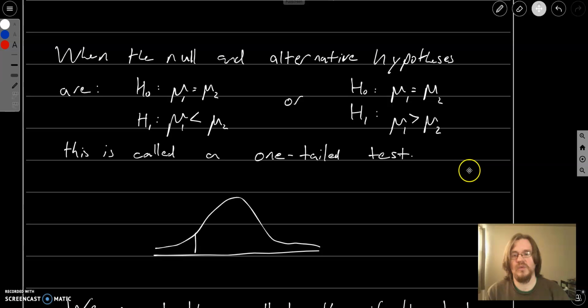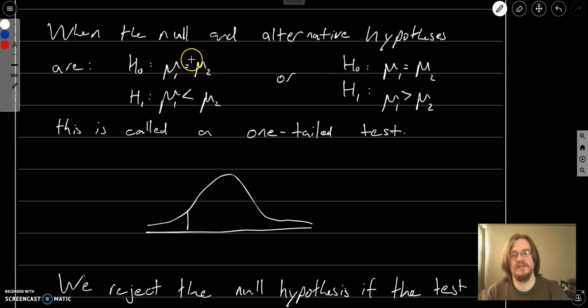So when the null and alternative hypotheses look like this for comparing, let's say, either means or proportions, what we'll see here is that our alternative hypothesis is that the first mean is simply less than the second mean, or the first mean is greater than the second mean. So what we're really testing is one bigger than the other. And this is called a one-tailed test.